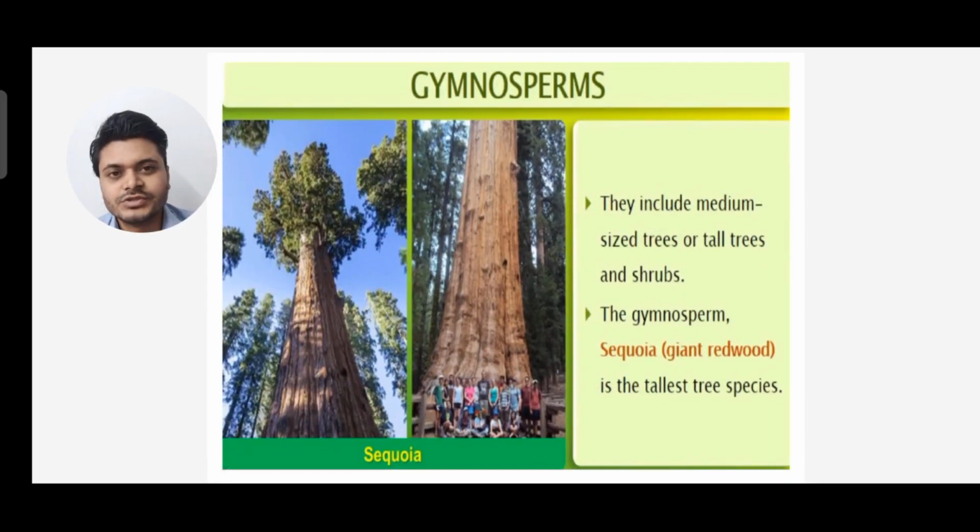You can see the gymnospermic tree, Sequoia. They include medium-sized trees to tall trees and shrubs. The gymnosperm Sequoia, the giant redwood, is the tallest tree species. So this Sequoia is the tallest tree species.